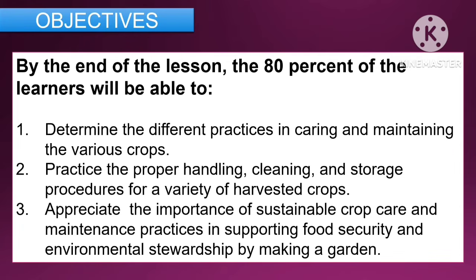First is to determine the different practices in caring and maintaining the various crops. The second one is to practice the proper handling, cleaning, and storage procedures for a variety of harvested crops. And the third one is to appreciate the importance of sustainable crop care and maintenance practices in supporting food security and environmental stewardship by making a garden.